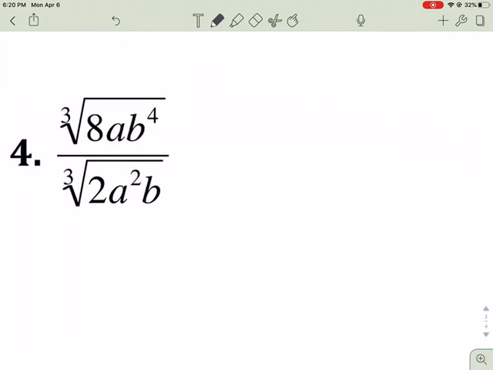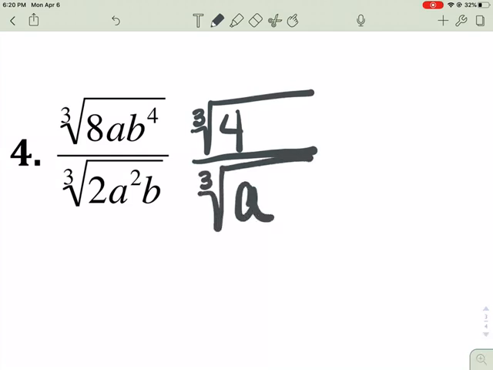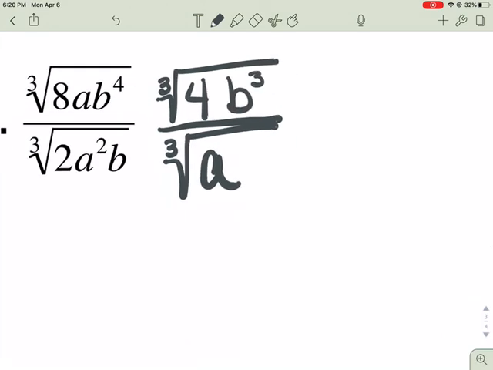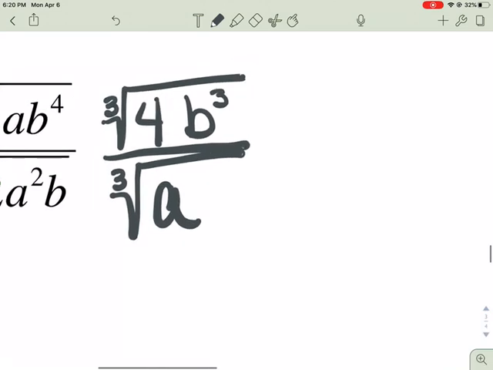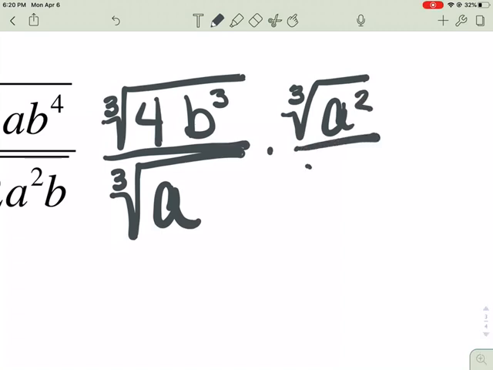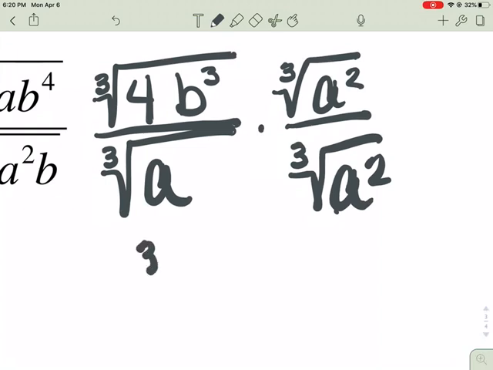Again, simplify up and down to make our lives easier. So 8 and 2 gives us 4. Okay, a, so I get the cube root of a on the denominator, and b to the 4th over b gives me b cubed. All right, so let's take a look. What do I need to multiply a by to be a perfect cube? Well, there's 1 a, it's going to be a squared. So I'm going to multiply top and bottom by the cube root of a squared. Multiply straight across.